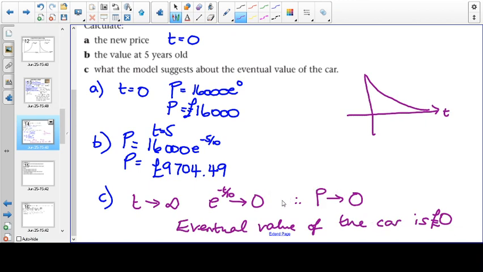Okay, which is possible. Some cars just end up on the scrap heap. Some cars become vintage. So I suppose it would depend on the car. Okay, but in terms of our model, as t tends to infinity, it's always to do with this bit. So whenever you're asked something about the model long term, you start off with as t tends to infinity, then you've got your e bit, and then what happens to the other variable.